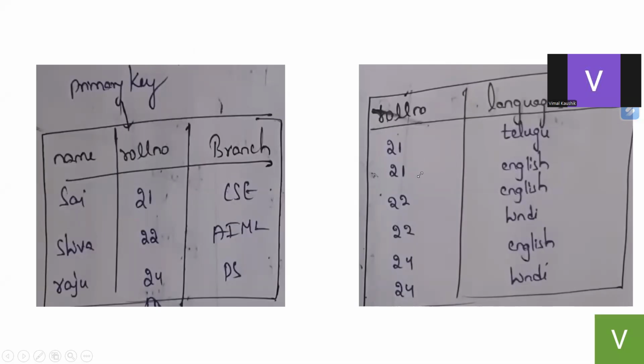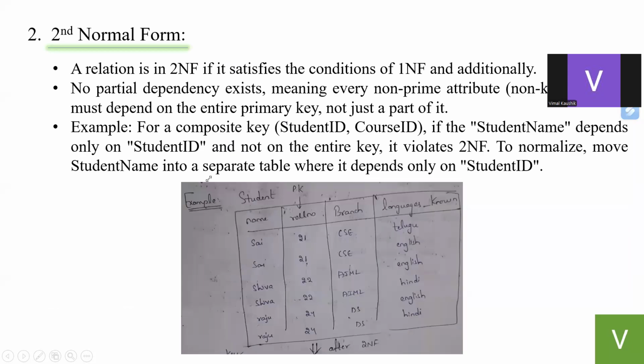Similarly, a second table is formed with languages known and roll number. Here roll number is not a primary key attribute. This is a separate table and this is a separate table. So this is one example.